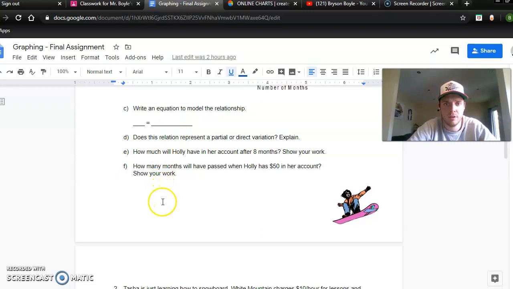C, write an equation to model the relationships. That's y equals mx plus b. So write a y equals mx plus b equation to model that relationship. Remember, m is the same as your multiplier, b is the same as your constant, or your starting point.